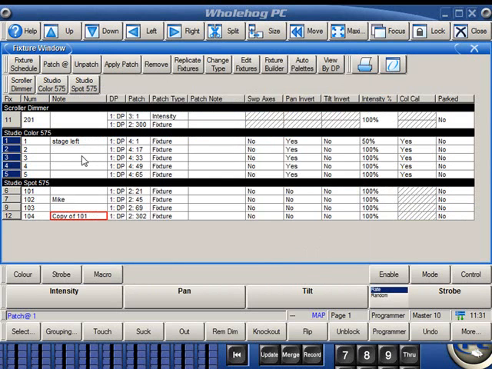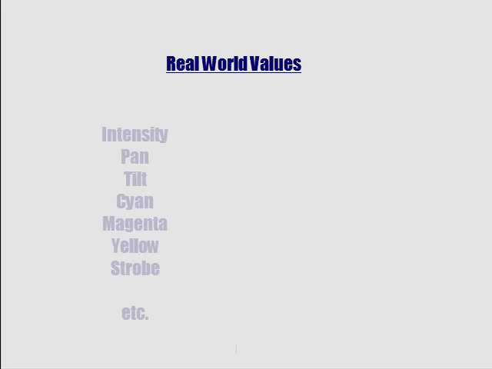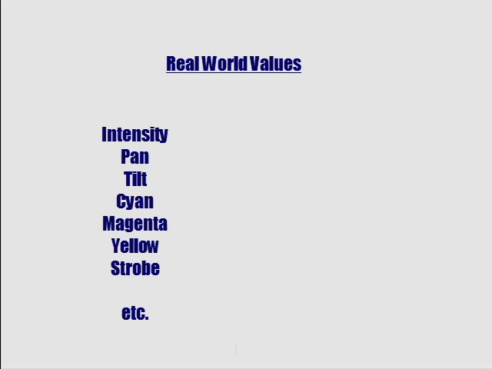Change Type works by using real-world values. In other words, this is not a straight copy of DMX values from channel to channel. Instead, the Hog looks at values like pan, tilt, intensity, CMY, and copies the real-world values in degrees, percentages, RPMs, hertz, all of those values to the new unit.